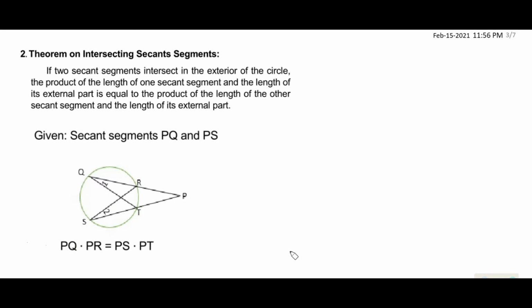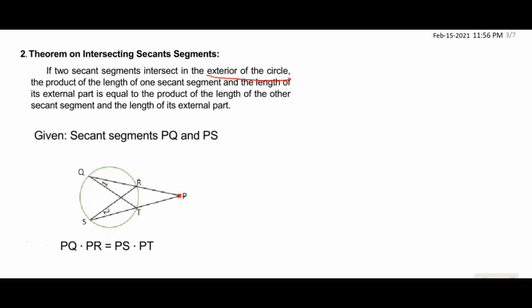Next is the theorem on intersecting secant segments. This time, ang nag-intersect is secants and it intersects outside the circle. Yan, kaya nakalagay dito sa pinaka-definition, it intersects in the exterior of the circle. Saan yan? Dito sila nagtama. Kapag in-extend mo yan, yung mga secant na yan, meron siyang pinag-intersectan na exterior. So, ito yung exterior point na yun, which is point P.